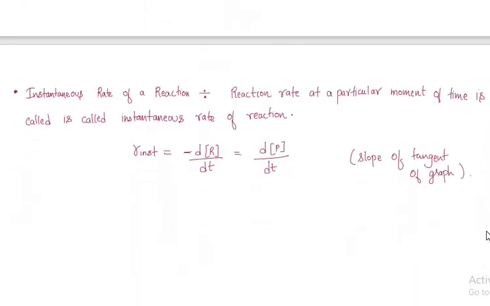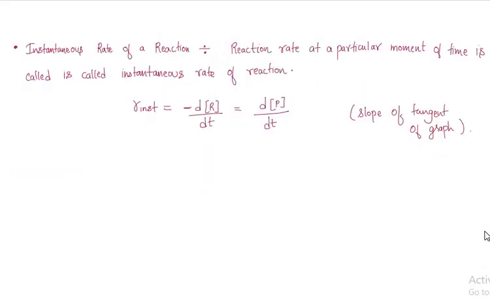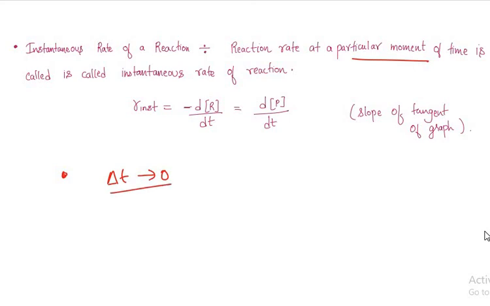Now coming to instantaneous rate, it means the rate of reaction at a particular moment of time, when delta t tends to 0. We are talking about a particular time, just like average speed and instantaneous speed, average rate and instantaneous rate. It is d[R] by dt, where dt is a very small interval of time, a particular point of time. It generally denotes the slope of the tangent of the graph.